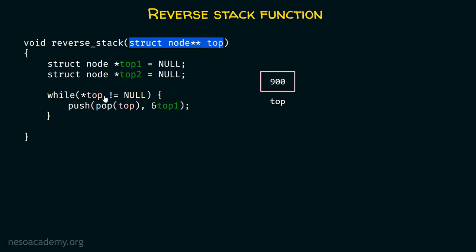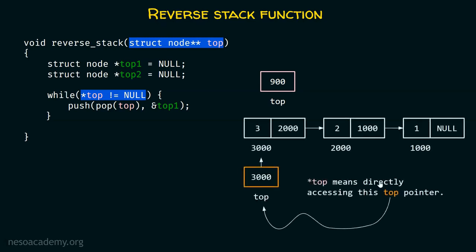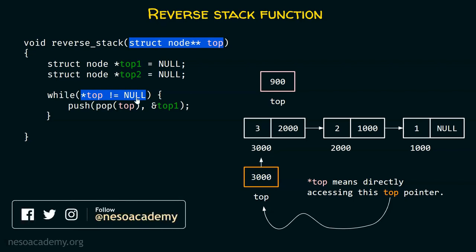Simple. Now let's try to understand this piece of code line by line. First, we will check whether star top is equal to null or not. Star top means directly accessing this top pointer, right? We are already aware that star top is actually equal to this top, which is the pointer to the original stack, right? And here you can see that this top pointer is pointing to this node at this moment. You can see that star top is not equal to null, or this top is not equal to null. Therefore, we can get inside this while loop.